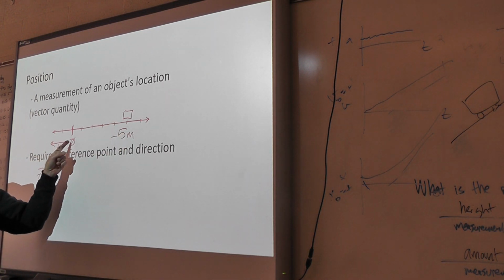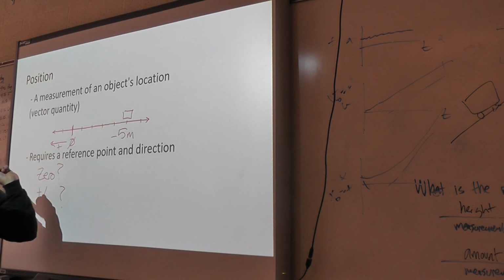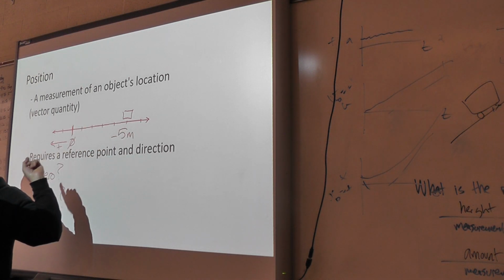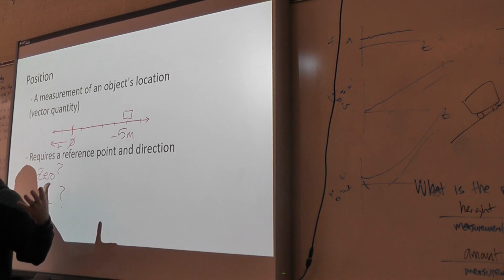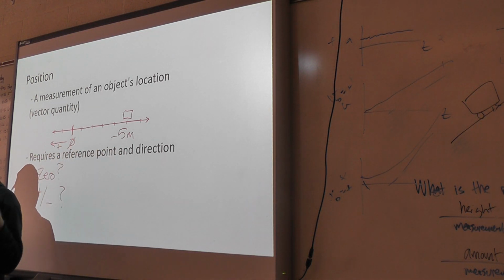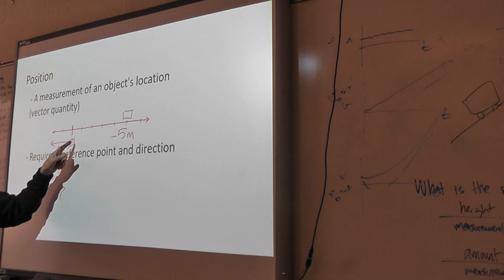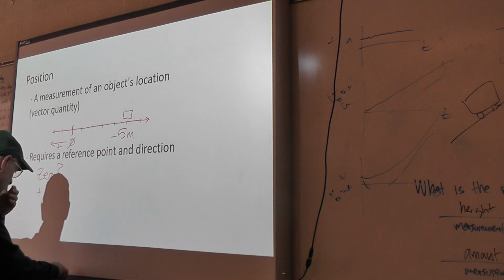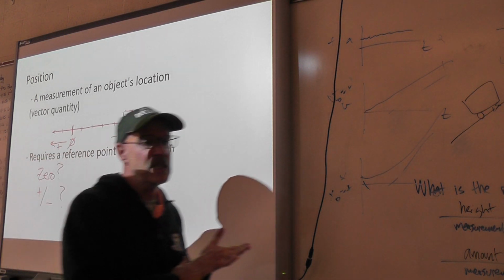As soon as you tell me where 0 is and what direction positive is, then I can give every location a number. And all those distances are relative, right? So we know 0 and -5 are 5 meters apart. And that would be the same even if we had placed 0 somewhere else. It's always going to be 5 meters apart. All right, so that's position.